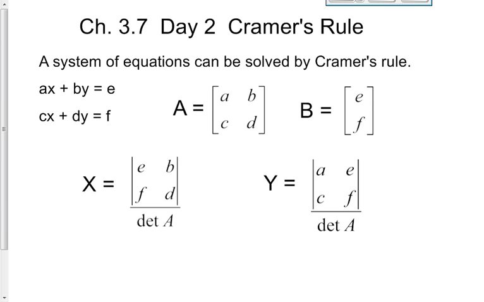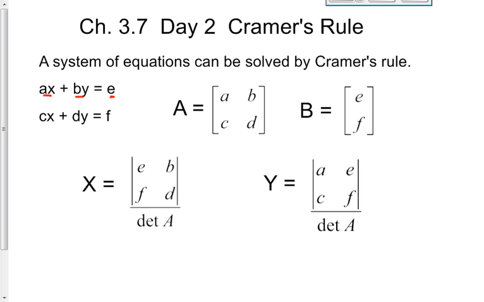First thing you want to make sure is that you have your system set up where your x and y terms are on the left-hand side, set equal to a particular number on the right-hand side. You want to make sure that they are both set up that way: Ax plus By equals E, Cx plus Dy equals F. So those will be your two equations.